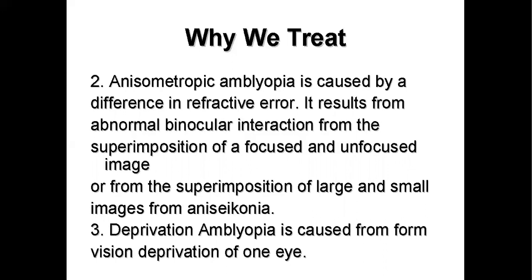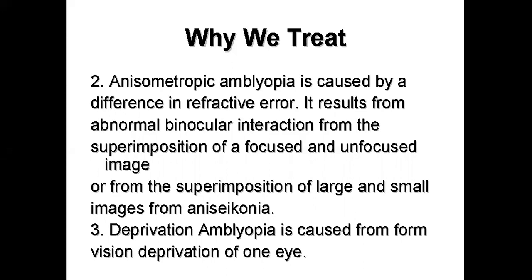Or sometimes the image from the myopic eye will not be focused on the retina properly, it will be an unfocused image. So this image gets suppressed in the brain. So that's why it causes amblyopia. So it is called anisometropic amblyopia. Friends, all anisometropias don't cause amblyopia. There has to be a significant difference between the two eyes to cause amblyopia. The difference is usually above plus or minus 3 diopters.